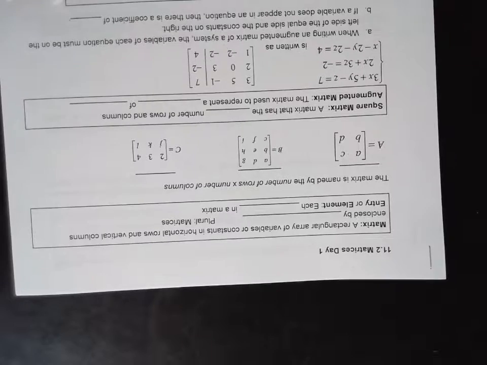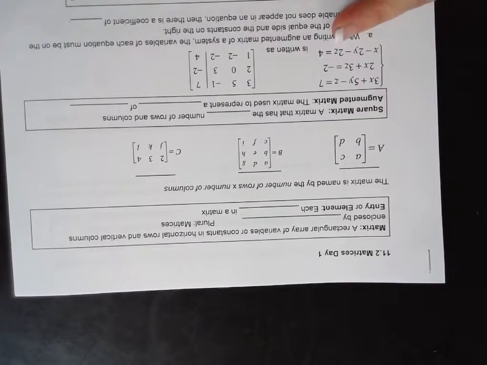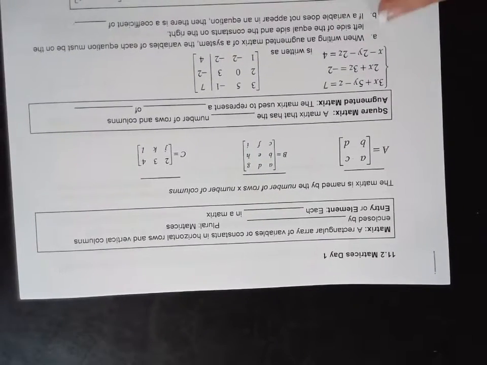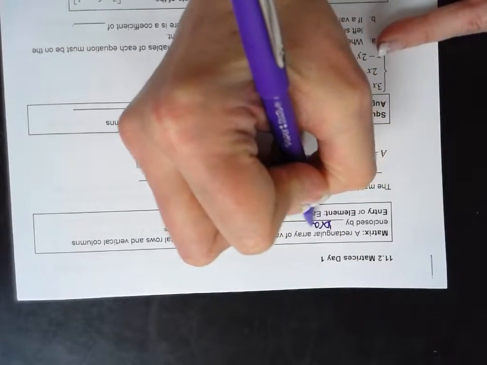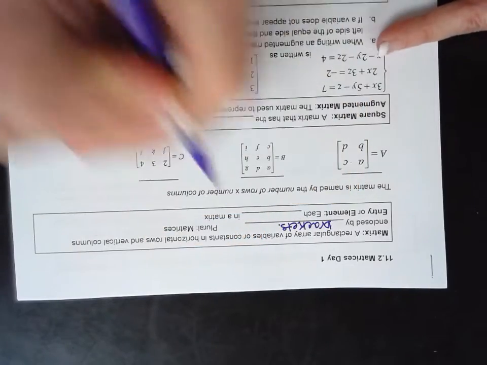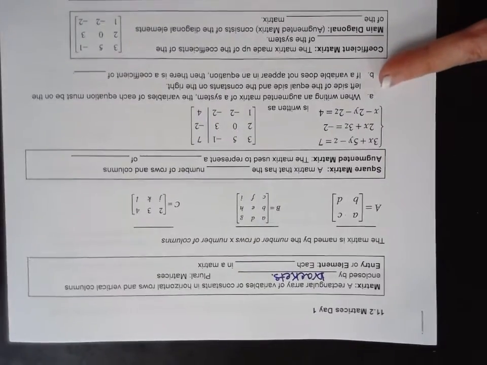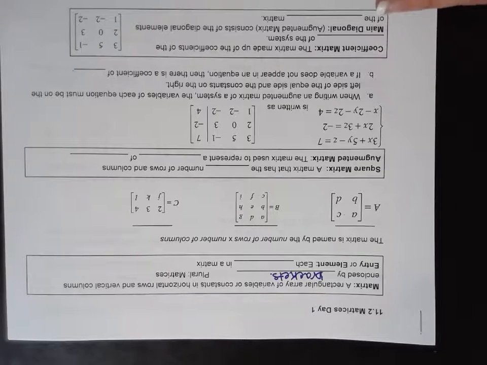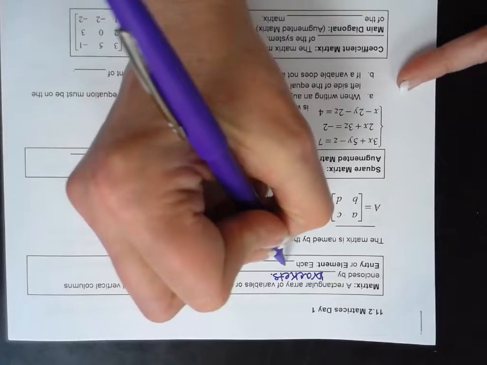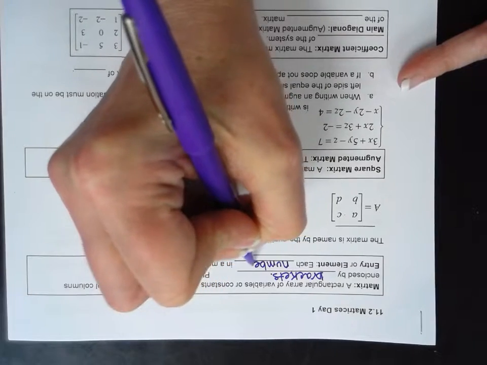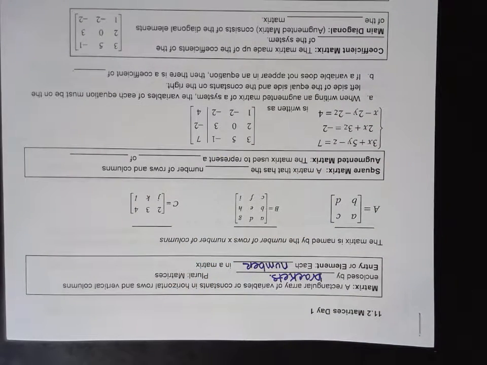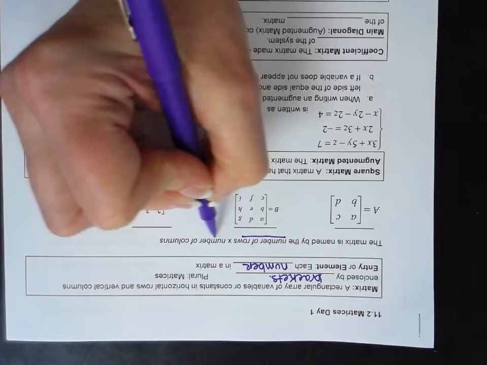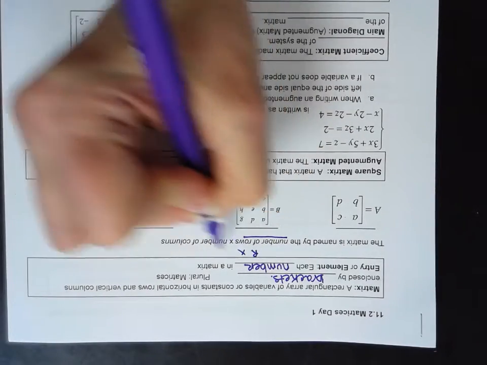As you found out yesterday, a matrix is a rectangular array of variables, horizontal rows and vertical columns, and it's always enclosed by brackets. The plural is matrices, and each number in the matrix is called an entry or element. It's named by the rows by the columns.